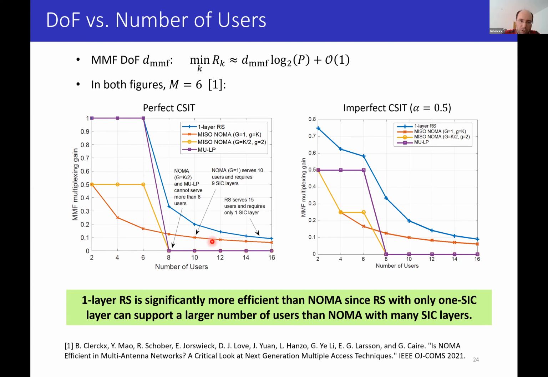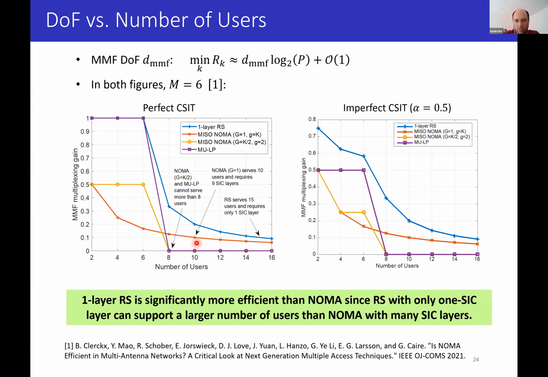If I use NOMA here with only one group, so one group of K users, I can actually afford to have a max-min fair DOF of 0.1 and serve 10 users. That's the maximum number of users I would be able to serve, 10 users, to maintain a DOF of 0.1. What do I need to serve 10 users when I have one group? I need 9 SIC. So if I can afford 9 SIC at each receiver, NOMA with one group here would be able to maintain a DOF of 0.1 with 9 SIC.